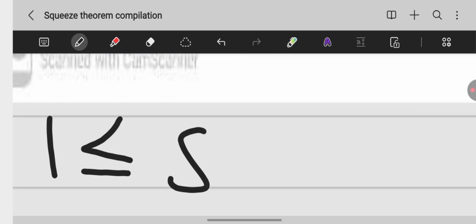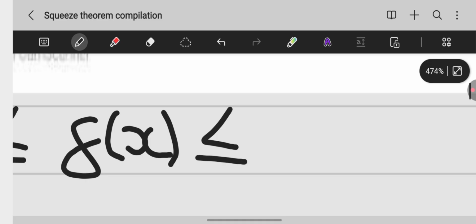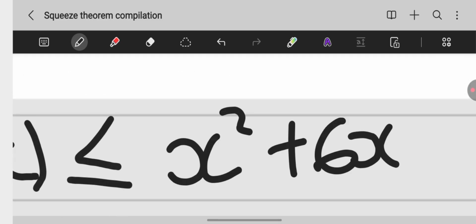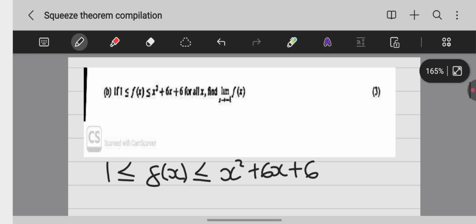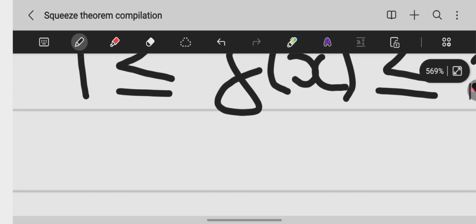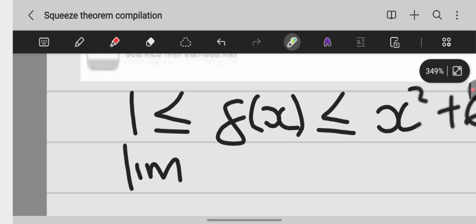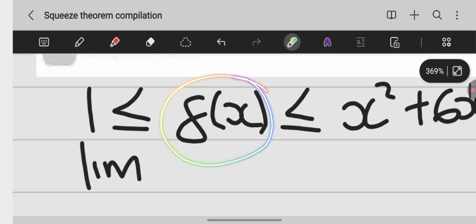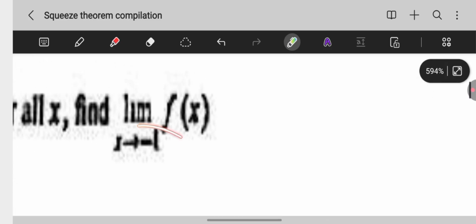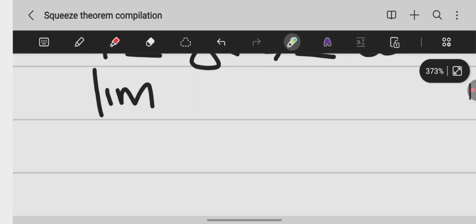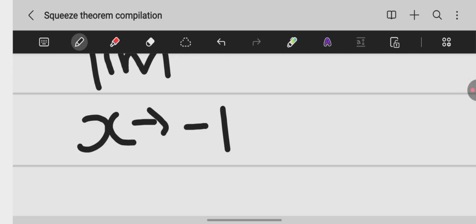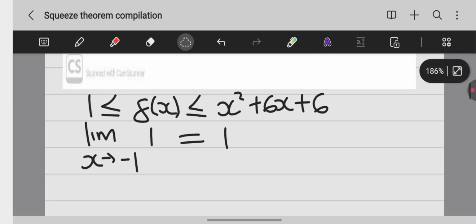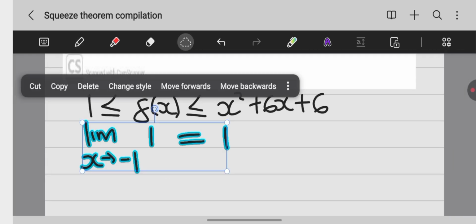So you have 1, you have f of x, and that's x squared plus 6x plus 6, right? So if we can evaluate the limit for this and all of that, then we by default have found the limit for this. They're telling us to use x approaching negative 1, so that's what I'm going to use. x approaching negative 1, 1, and that's 1. Let me just move this to the bottom to make my work a bit neat.